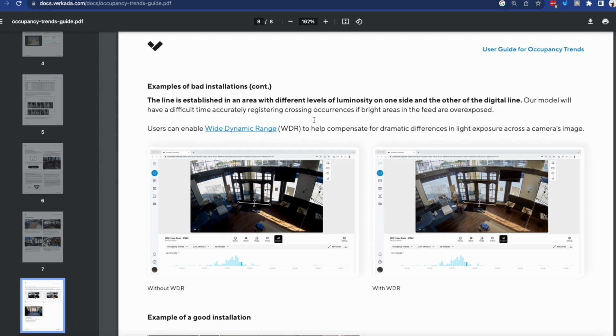Last but not least, light is also very important when it comes to occupancy trends, as it is with face search. And you can rectify any issues where you actually have part of the frame being lit up and part in darkness by turning on the wide dynamic range, which will smooth the picture and make sure that the algorithm has the best chance in picking people up.